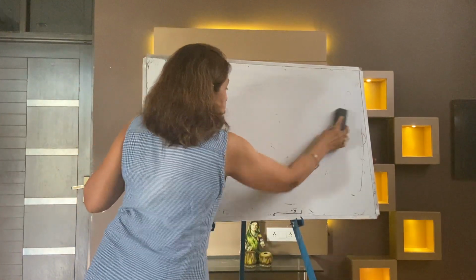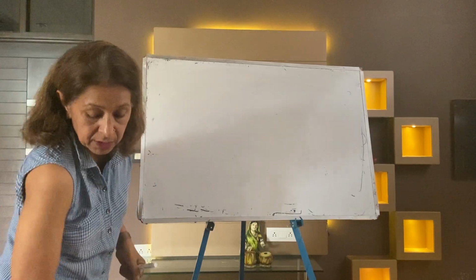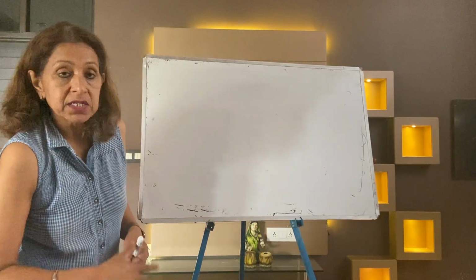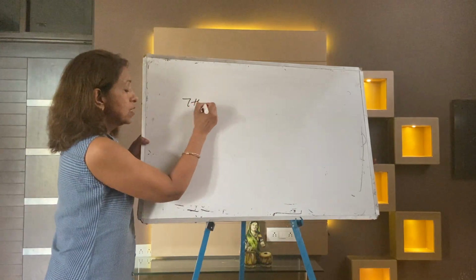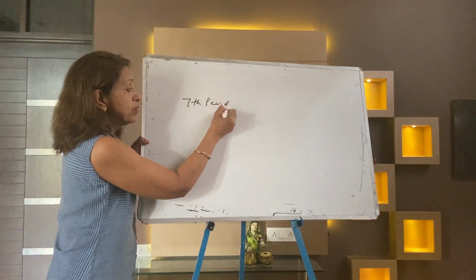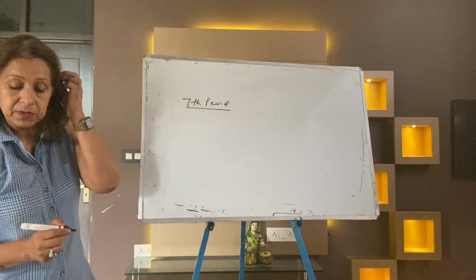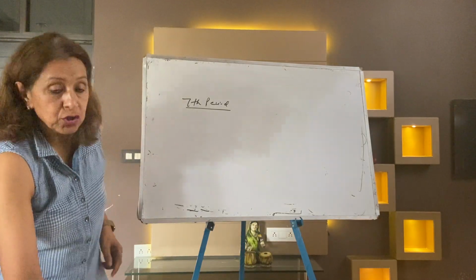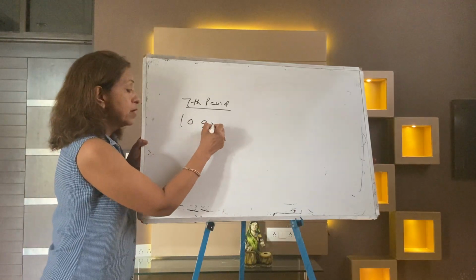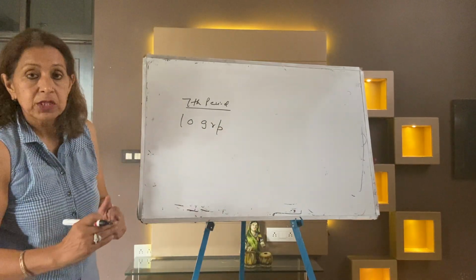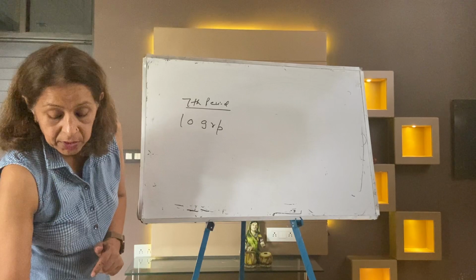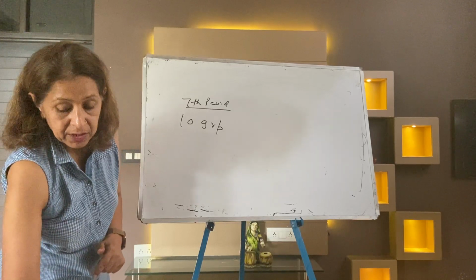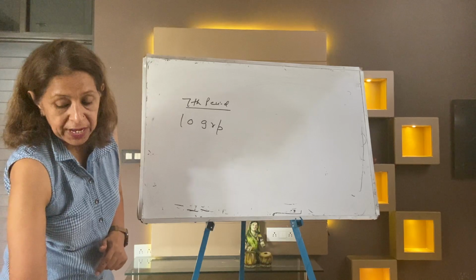Now I am taking more questions from the modern periodic table. The question is, an element is placed in the 7th period and it is in the 10th group. 7th period, 10th group. The question is, write the IUPAC name of the element. What is the IUPAC name of the element?